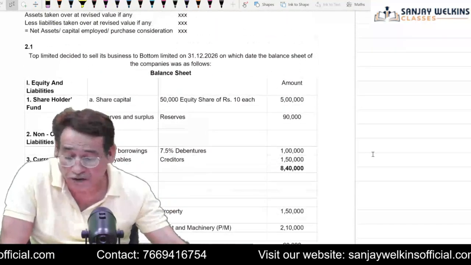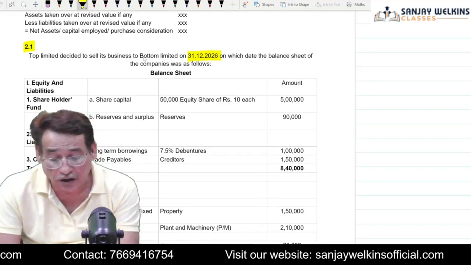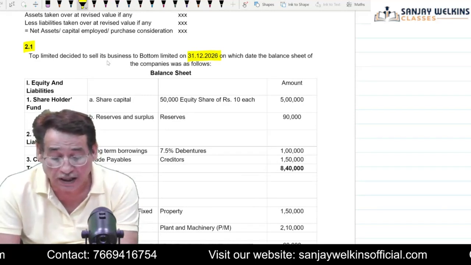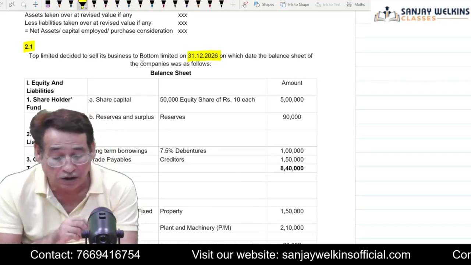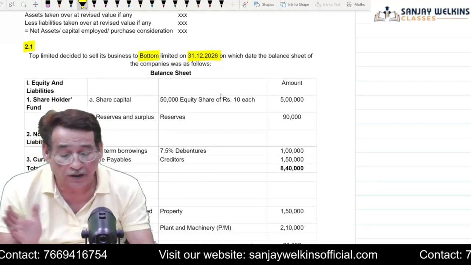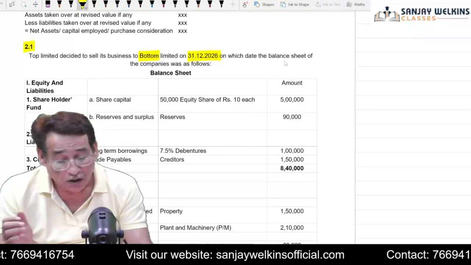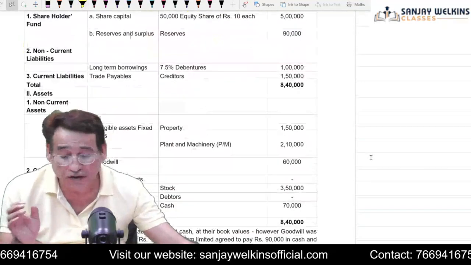Just have a look over here. In this particular question, it is being given that the balance sheet of Top Limited decided to sell its business to Bottom Limited. So Bottom Limited is the purchasing company, the acquirer company, and Top Limited is the vendor company or acquiree company. So the balance sheet of Top Limited is given to you.